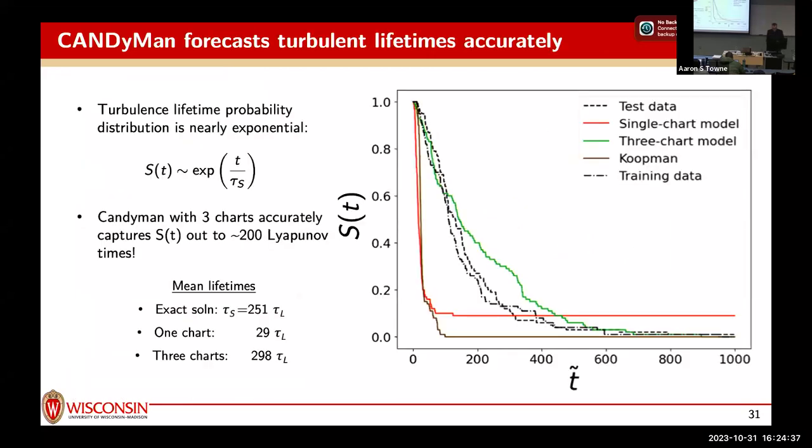Okay. And then this system laminarizes eventually. And so you can make a PDF of the survival time. You've got the true data, it's here. The three chart model actually works well at predicting the survival time out to about 150 correlation times. So this T tilde here is actually a very long time in this case. Right, so this representation where we split the domain up into regions where different things are going on allows us to much better capture the dynamics, even in this very strongly intermittent system.